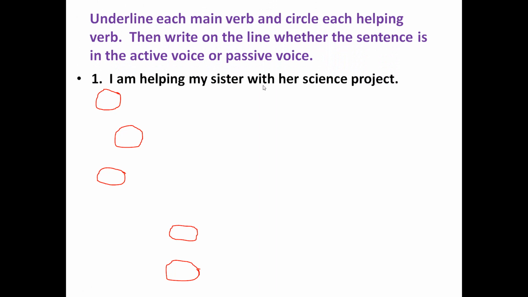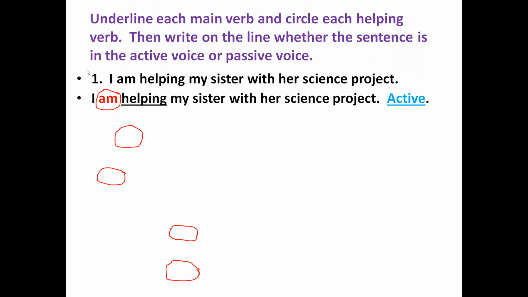I am helping my sister with her science project. So, because the subject is doing something, this should be active voice. So the answer is I am helping. Helping is the main verb and am is the helping verb. You have to circle am, and helping is the main verb. So this is an active voice.